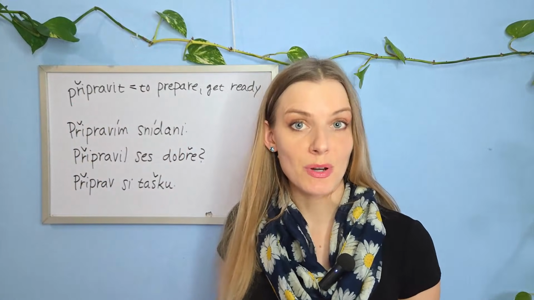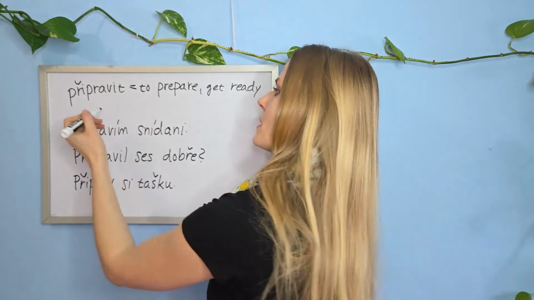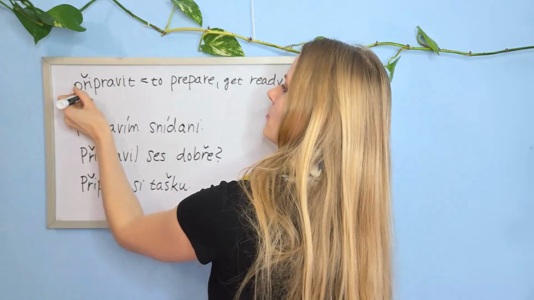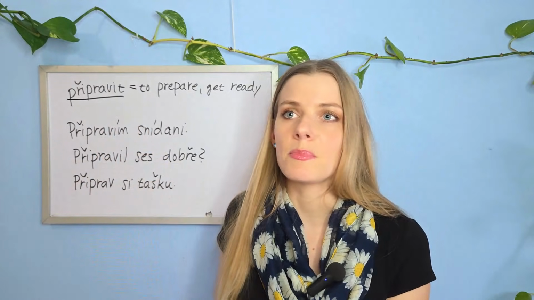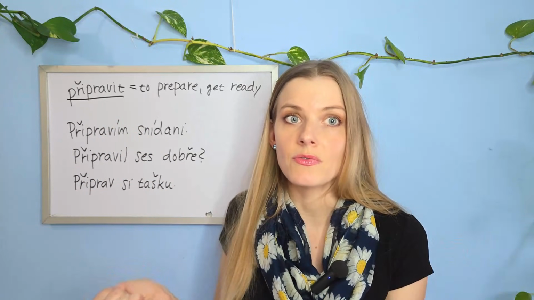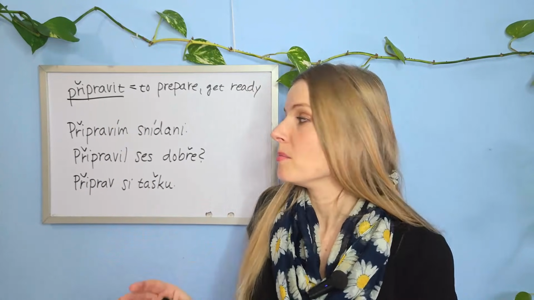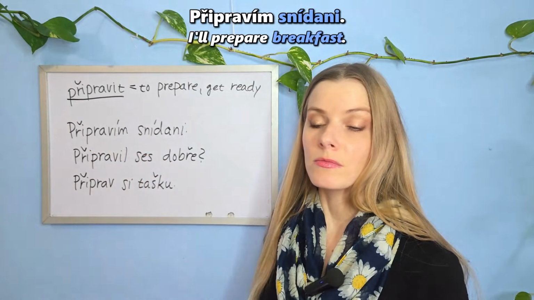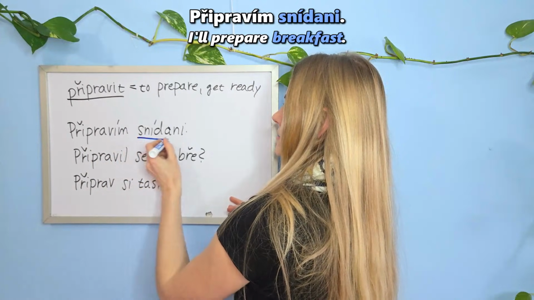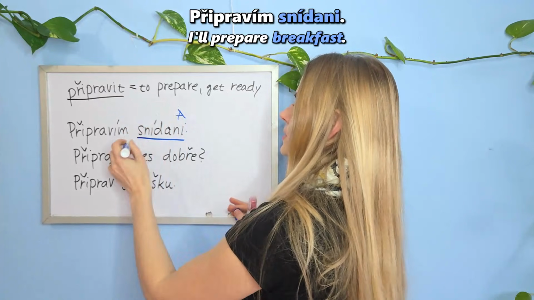Okay, this is our last verb. Připravit. Připravit means to prepare or get ready. Of course, all of these verbs could also be in their perfective or imperfective form. I'm just showing you a sample. Připravím snídani. I'll prepare breakfast. Snídani. That's the direct object.